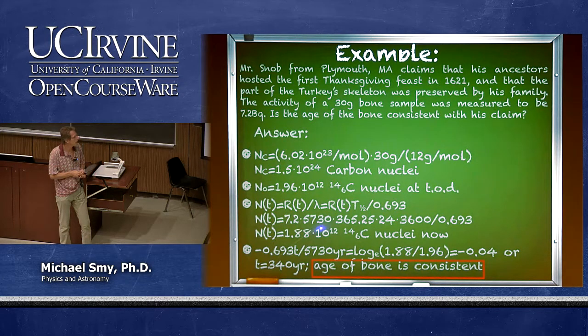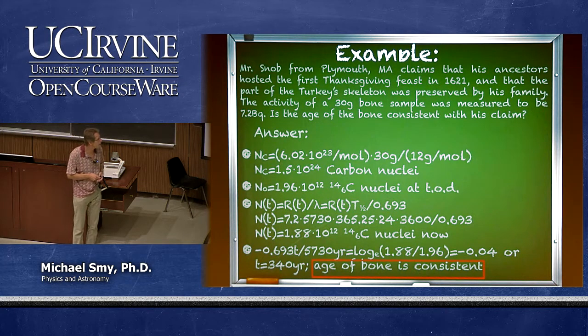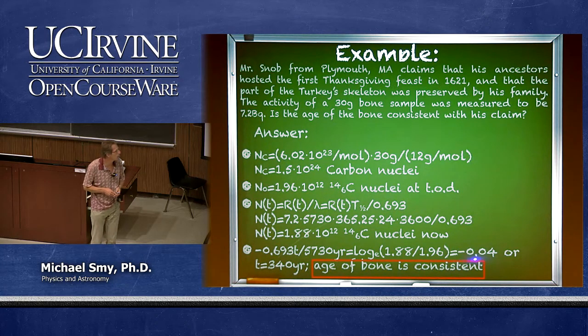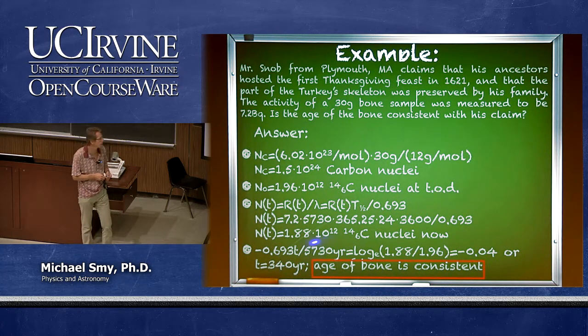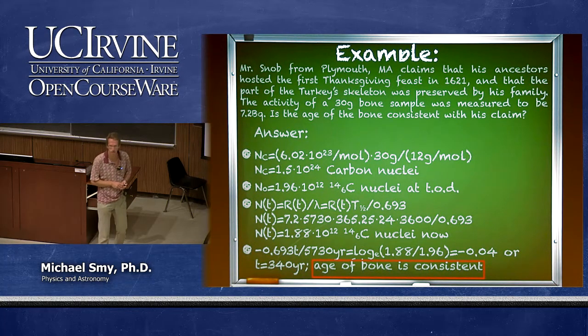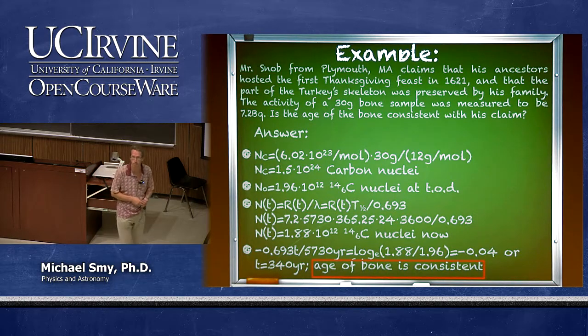And we can then use the exponential decay law to tell us what fraction of the half-life has elapsed. And we find that it is 4% of the half-life, which in this case for the 5,730 years is 340 years. And so in this case, the age of the bone would be consistent with the claim that it comes from the first Thanksgiving feast in Plymouth.